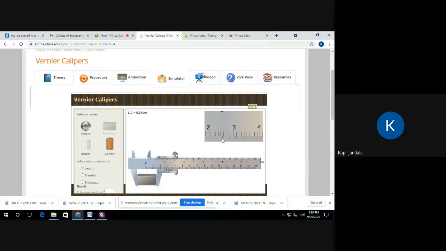Check whether, where it is, that vernier scale. Check where the vernier scale is. Okay, this one is 2, 2.1, 2.2, 2.3, 2.4, 2.5 and 2.6. In between 2.5 and 2.6 this vernier scale lies. Okay, for that the main scale reading is 2.5 centimeter.